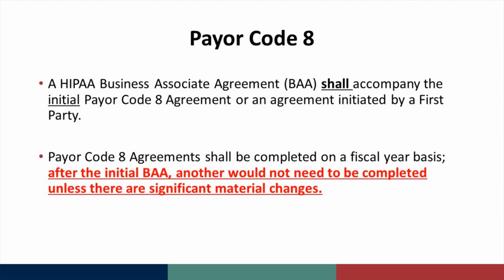A HIPAA Business Associate Agreement, or BAA, shall accompany the initial Payor Code 8 agreement or an agreement initiated by a first party. Payor Code 8 agreements shall be completed on a fiscal year basis. After the initial BAA, another BAA need not be completed unless there are significant material changes.